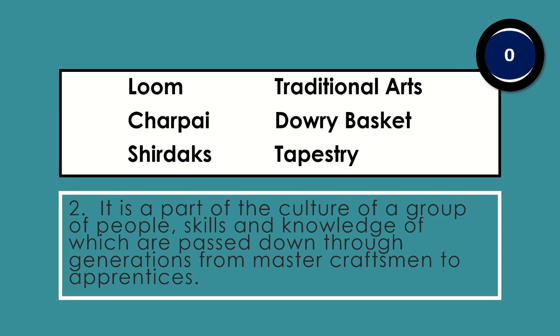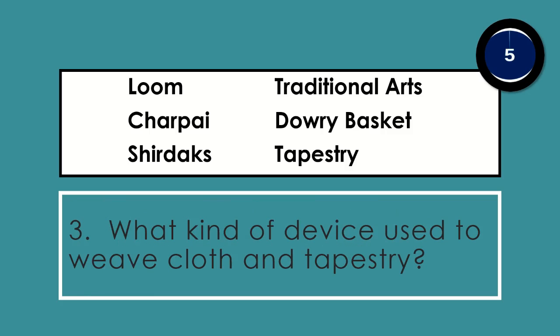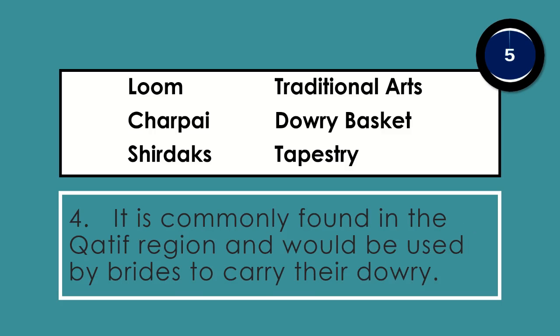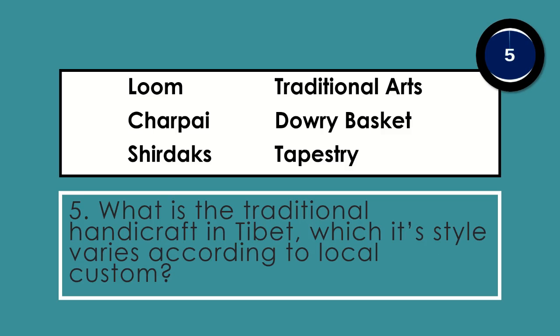Time is up. Are you ready for number 3? Let's have number 3. What kind of device is used to weave cloth in tapestry? You have 5 seconds. Time is up. Let's have number 4. Ready? Number 4. It is commonly found in the Qatif region and would be used by brides to carry their dowry. You have 5 seconds. Time is up. Ready for our last item? Let's have number 5. What is the traditional handicraft in Tibet, which its style varies according to local custom? You have 5 seconds.